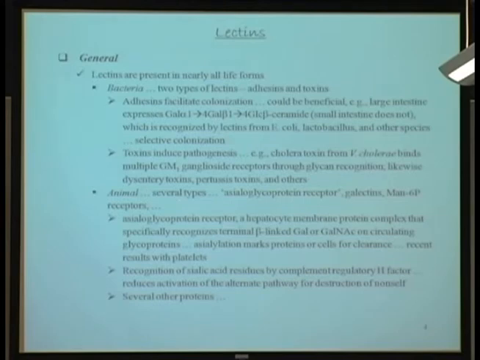Okay, animals. Animals have several types of lectins, and what I'm highlighting is one specific type, asialoglycoprotein receptor. Okay, asialoglycoprotein receptor.